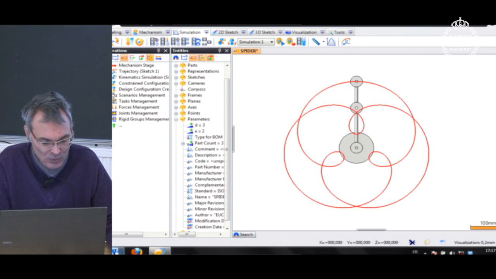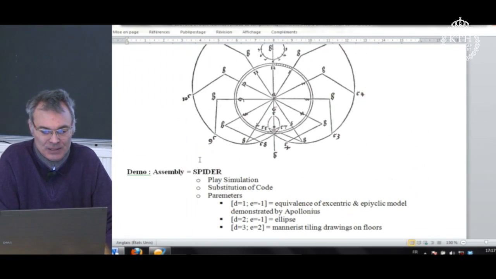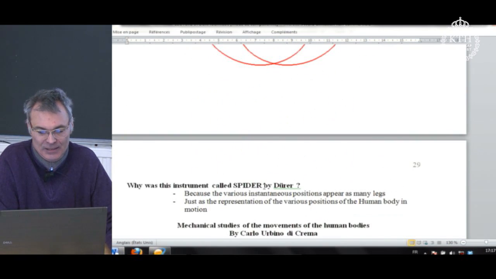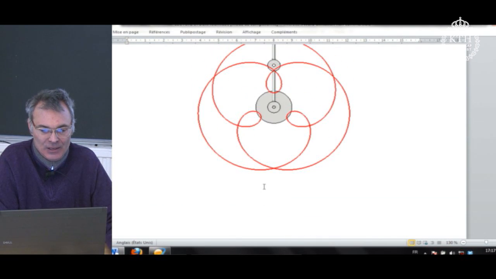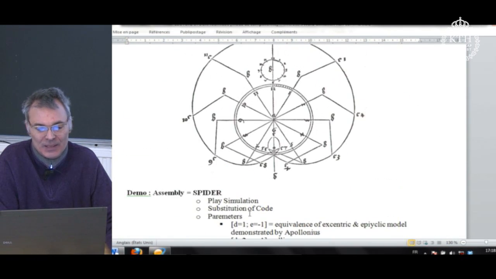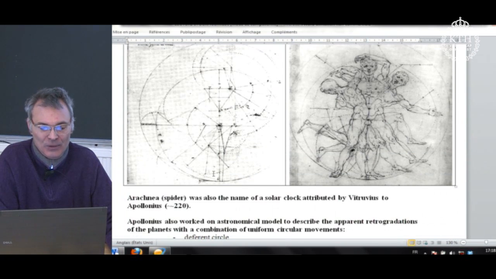Okay, so now the question is, why is Dürer calling this a spider? The first answer could be taken from Vitruvius, who names one of the solar clocks, the one from Apollonius, a spider. But to be sure, there is an analogy here between the different positions of the two arms of the machines and the arms and the legs of a human being.